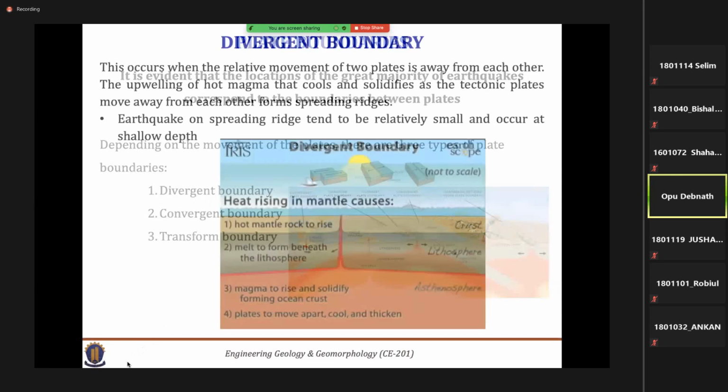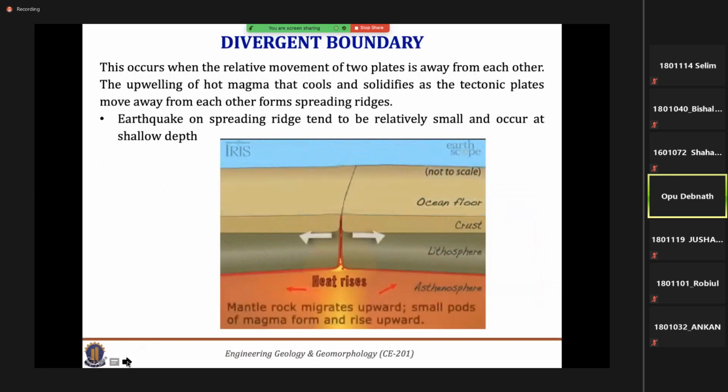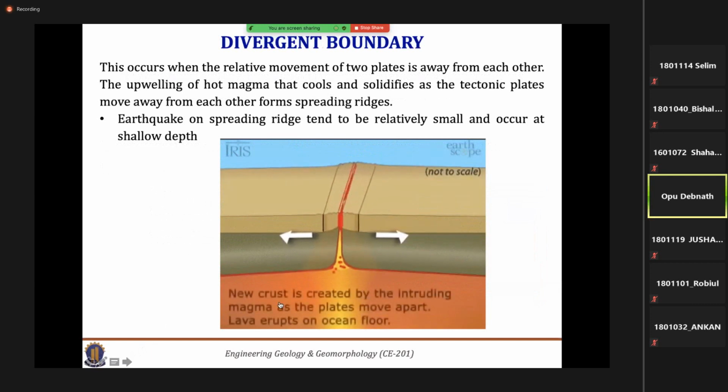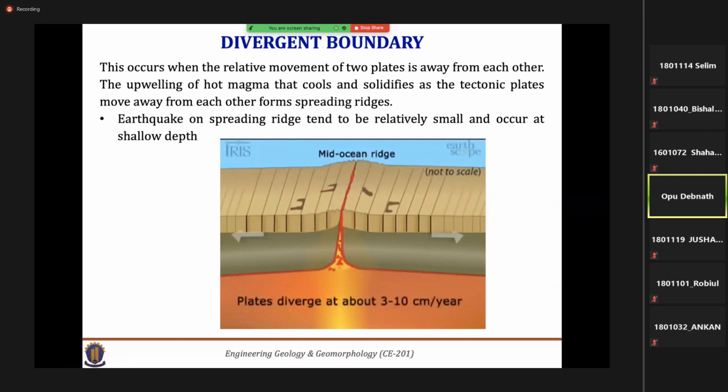The term divergent means two plates move away from one another. That means the relative movement of two plates is away from each other. Let's look at the illustration here. Due to the tectonic force, these two plates are trying to move away from one another.